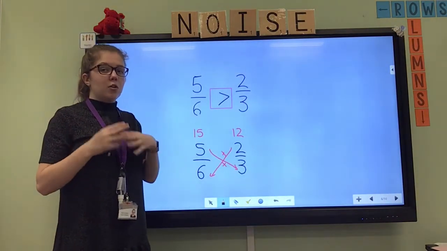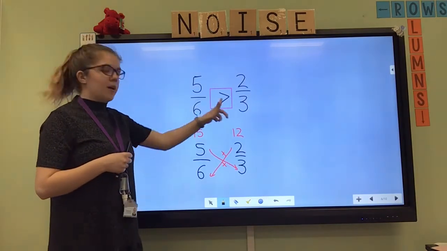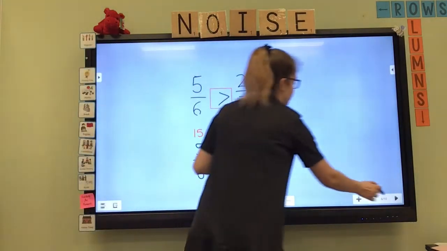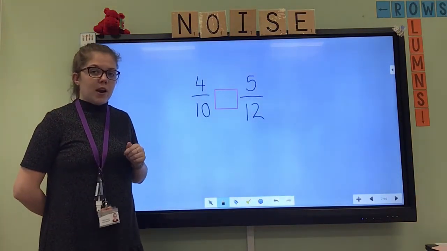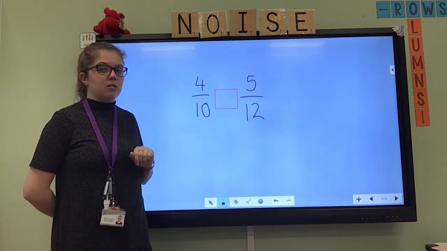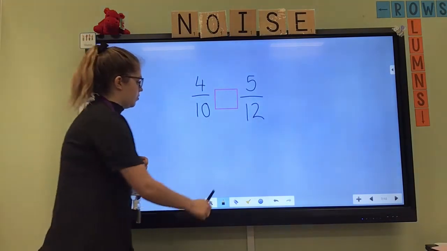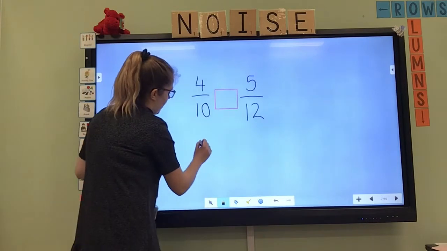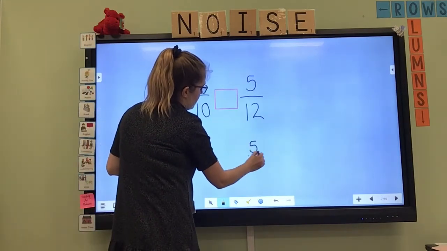As I said, it is a little bit of a trick, a little bit of a shortcut, but hopefully it will help you to compare fractions when they've got different denominators. So pause the video now, try and use my little trick to compare these two fractions, and then join back in when you're ready for the answer. So I've got 4/10 and 5/12.